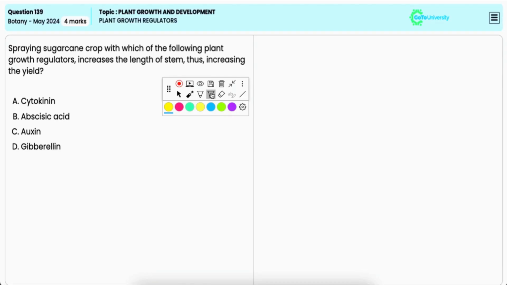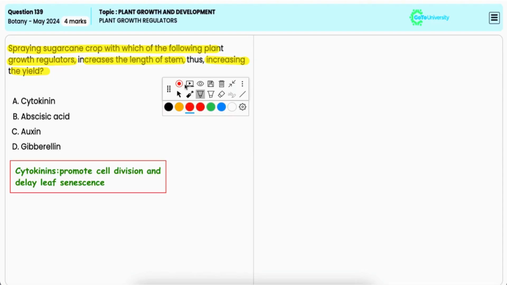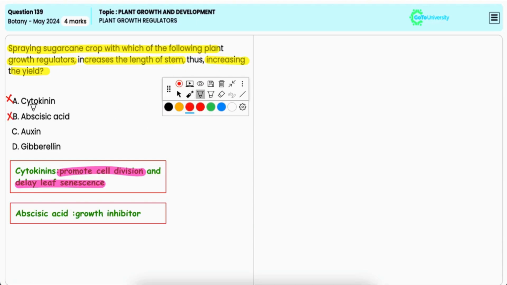In this question, you have to identify that spraying sugarcane crop with which plant growth regulator increases the length of the stem, thus increasing the yield. Option A, cytokinin. It is incorrect because cytokinin primarily promotes cell division and delays leaf senescence. Option B, abscisic acid. It is also incorrect because abscisic acid is a growth inhibitor.